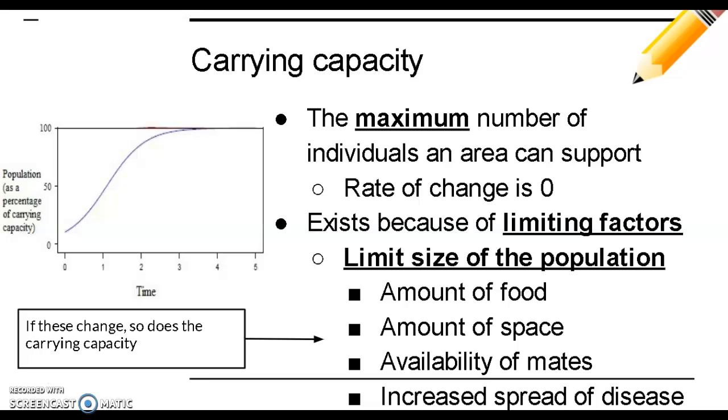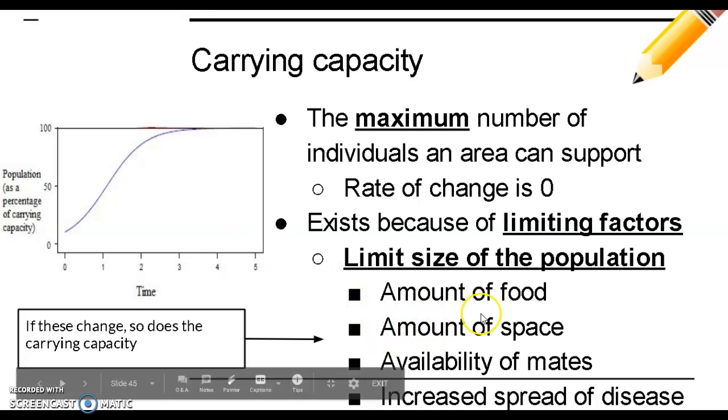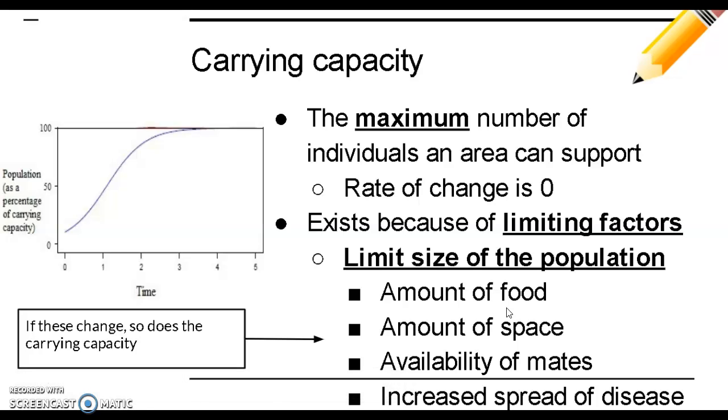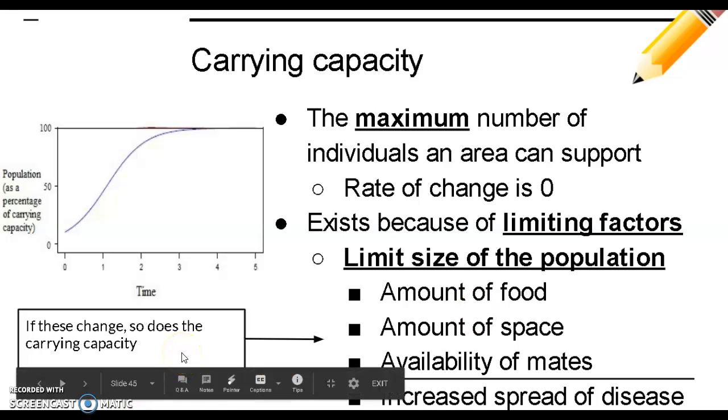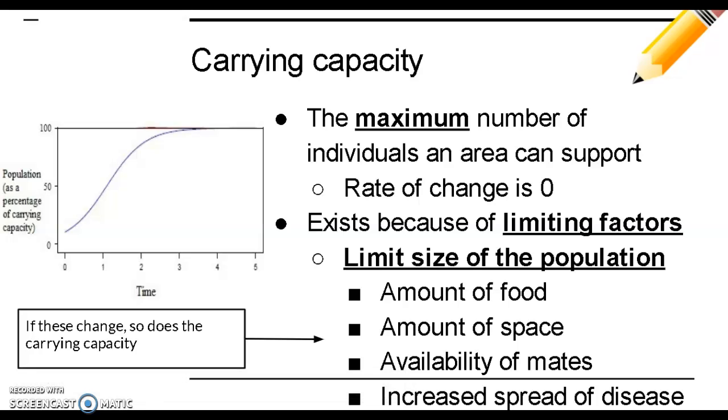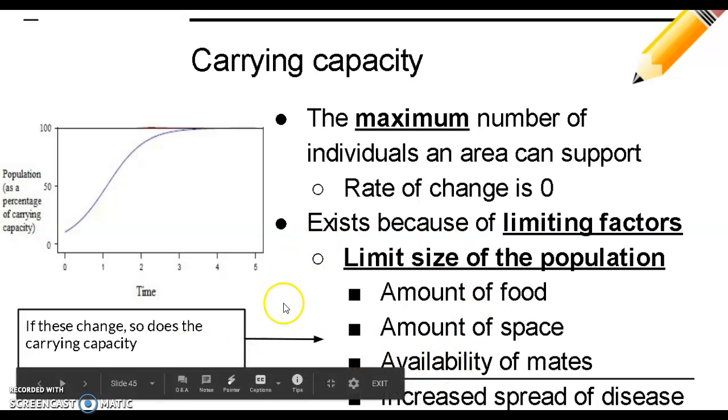The last thing I want to mention is that if these change at all, so if the amount of food is changed because of humans developing land and building a mall or something, taking up that habitat, and cutting down trees that are a source of food, the carrying capacity is going to be affected for the population that we are interested in. So if these change, so will the carrying capacity. The carrying capacity isn't a set number. It entirely depends on these limiting factors.